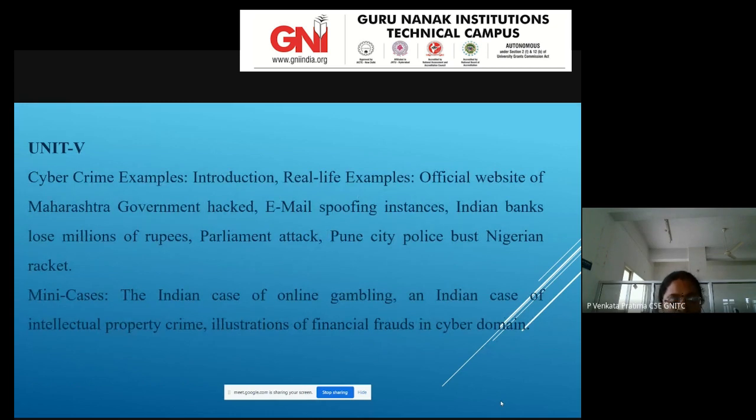Next in unit 5, the unit will have real time examples of cyber crime. You can see here the official website of the Maharashtra government has been hacked, and we will learn all the complete case details regarding what happened. Some cyber cases, real time cases, complete details about those cases, and how the law has been applied to them. All the details you will be learning in unit 5, completely basic examples. Real time examples we will see.